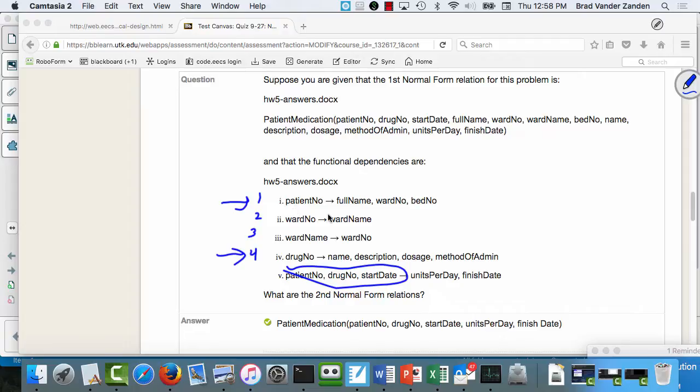So what we do when we decompose a relation is, for the functional dependency being involved in the decomposition, all of its attributes are placed in a new relation.